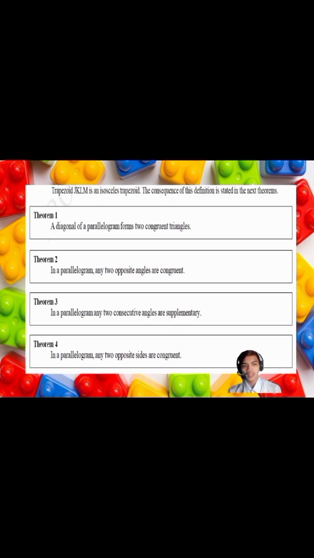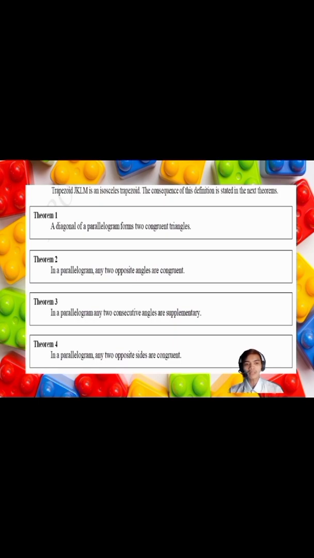So let's start with theorem number 1. It says, a diagonal of a parallelogram forms two congruent triangles, which is true. When we bisect a trapezoid or an isosceles trapezoid, since it has two congruent legs, meaning to say, we can also form two congruent triangles.